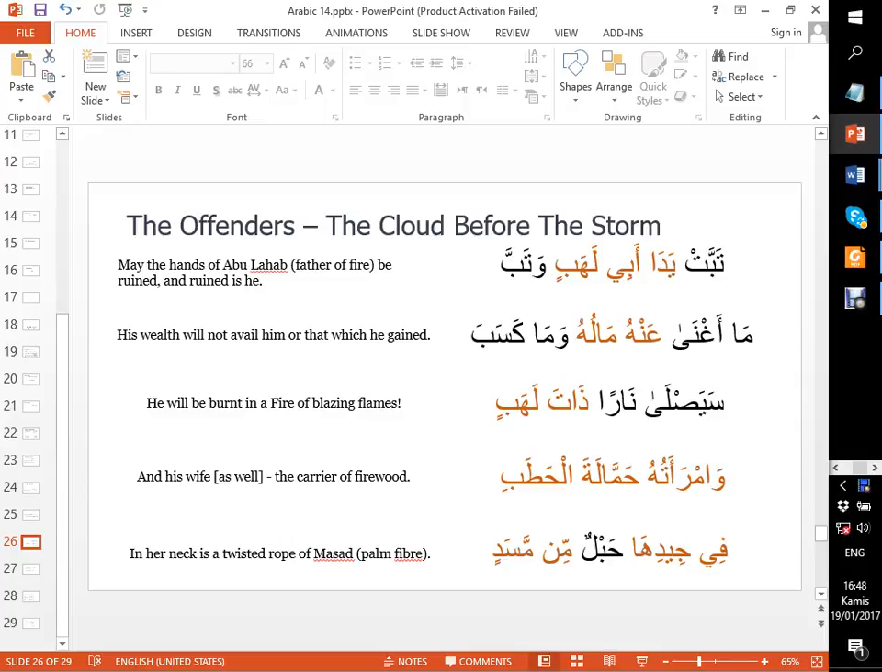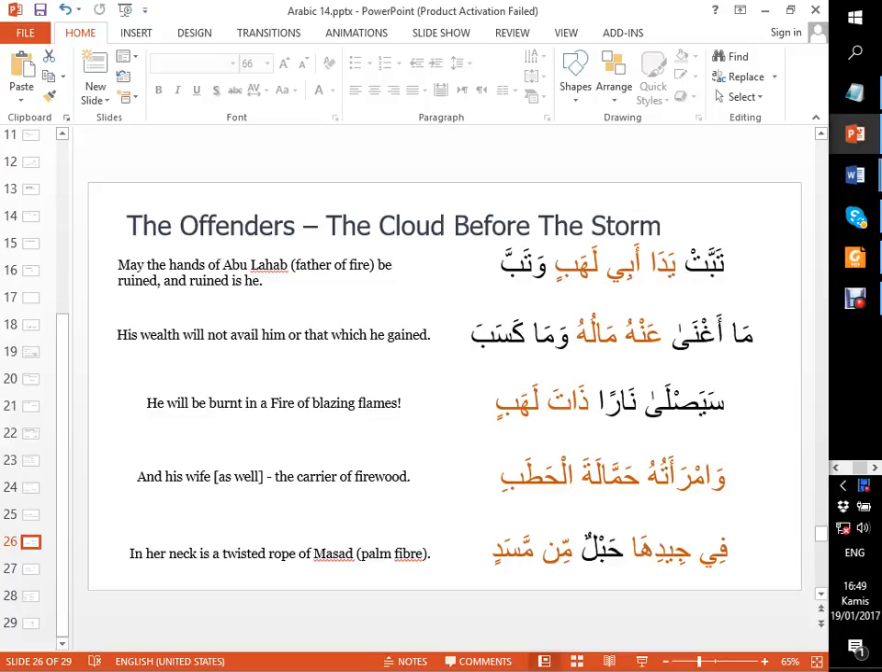Anhu, what's Anhu? Maluhu, wamra atuhu, amra atuhu is idofa again. Hamalata hatab, idofa again. Fi jidiha, idofa. Min masad.